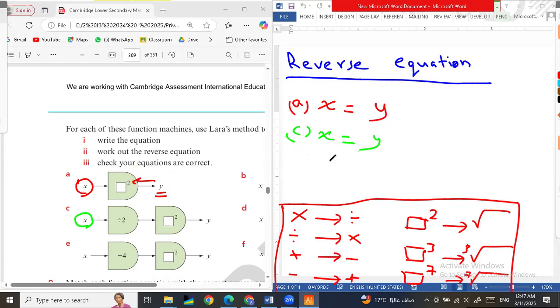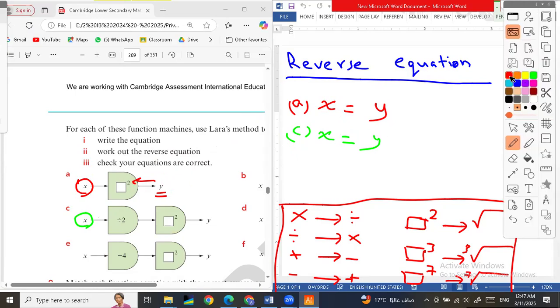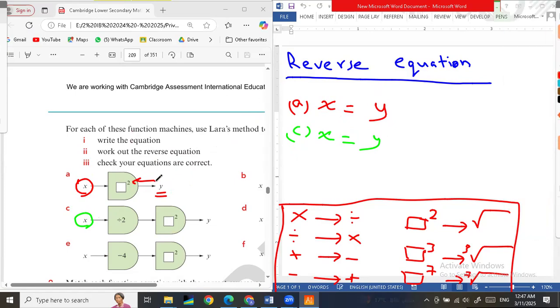Oh guys, I forgot to finish the first one. I'm sorry. We said here to find the x, start with the y. So I started with the y here in the first question, A, and then I'm going backwards. I came across squared, but because this is reverse, I have to use the opposite operation. So squared becomes square root of y. So x is the square root of y.